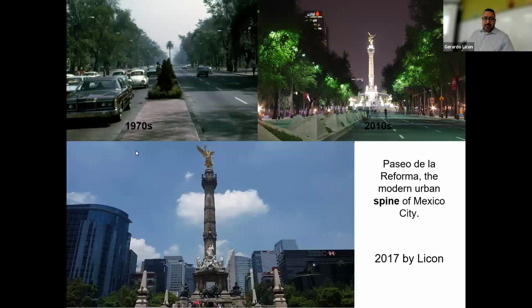Here are some pictures of Mexico's spine. It's a boulevard called Paseo de la Reforma. A picture from the 70s, from the 2010s, and I took this picture in 2017 of their Angel of Independence, which is an important symbol in Mexico, similar to how important the Statue of Liberty is to the United States.